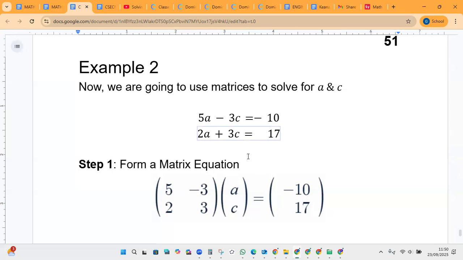So that's step one, you form a matrix equation: a 2 by 2 with the coefficients, multiplying a 2 by 1 column matrix with the variables, and is equal to the column matrix with the constants. Please take note. Pause the video and take note of that.